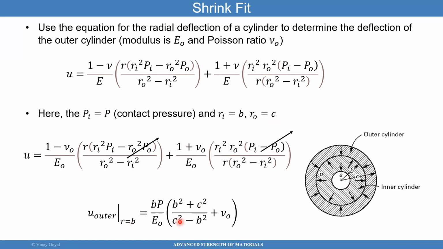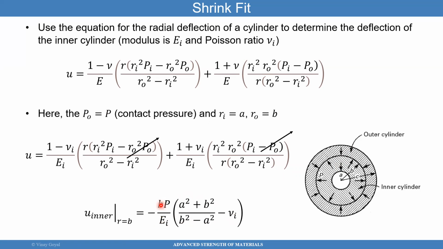Can we agree together that everything here is fairly straightforward? Look, B is known. I know the inner radius of the outer cylinder. I know C. I don't know the pressure P. That's what I'm trying to find. E is the modulus of the outer cylinder, because the two cylinders can be different from each other. They don't have to be the same. I know the Poisson ratio. So I know everything except for P, and that's what I'm trying to find.